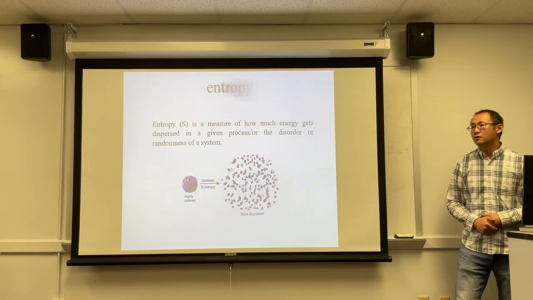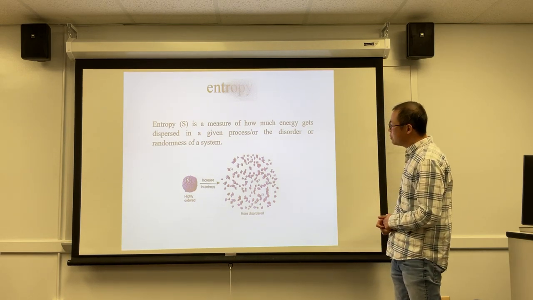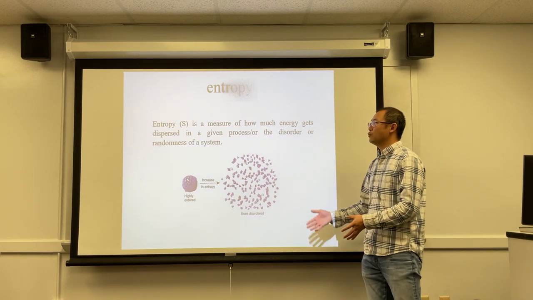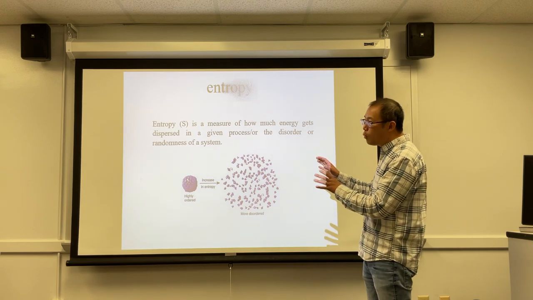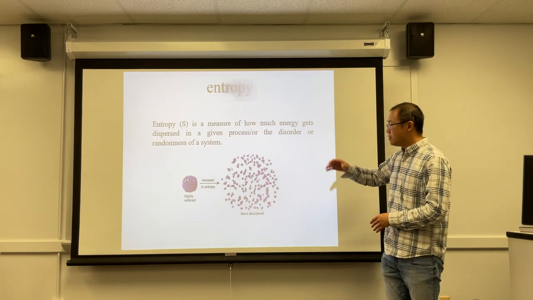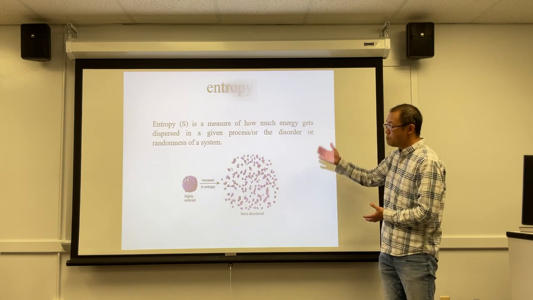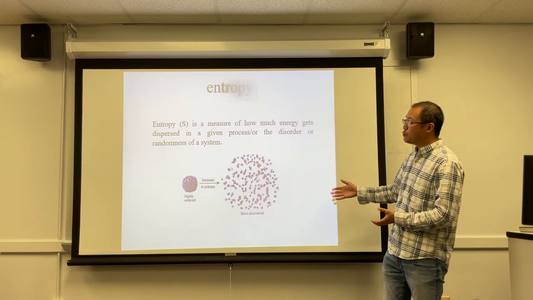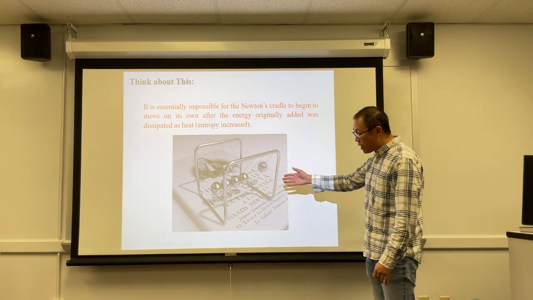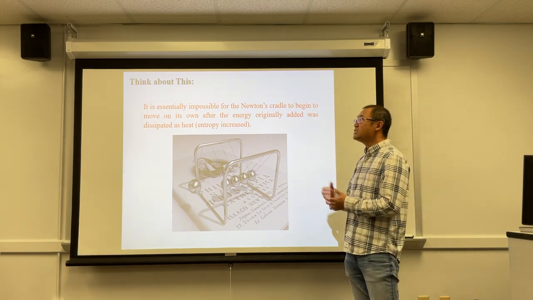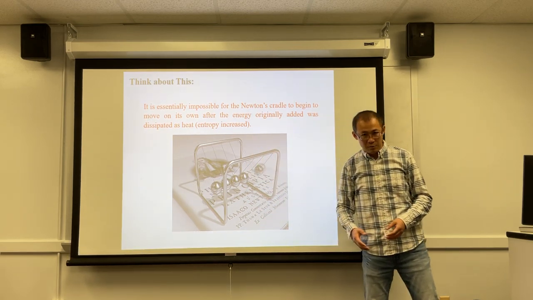Then we started the concept called entropy. That is the measure of how much energy gets dispersed, or a description of the disorder or randomness of the system. Like we mentioned last time, we care more about the change of entropy than the value of entropy itself at a certain moment. What we care about most is whether entropy increases or decreases during the process. When Newton's cradle stops and the heat gets dissipated in the air, this process caused the entropy to increase, because the heat gets more dispersed.